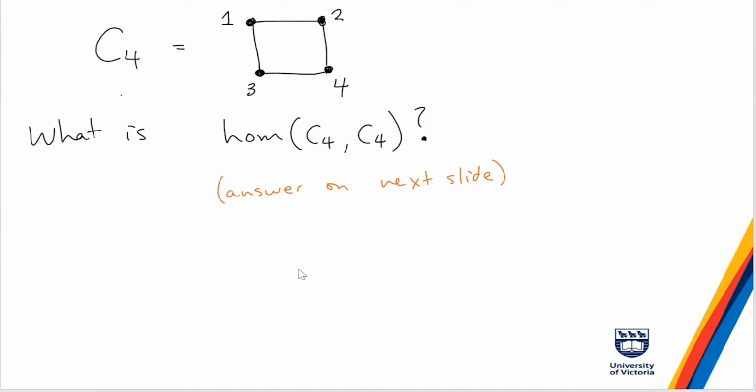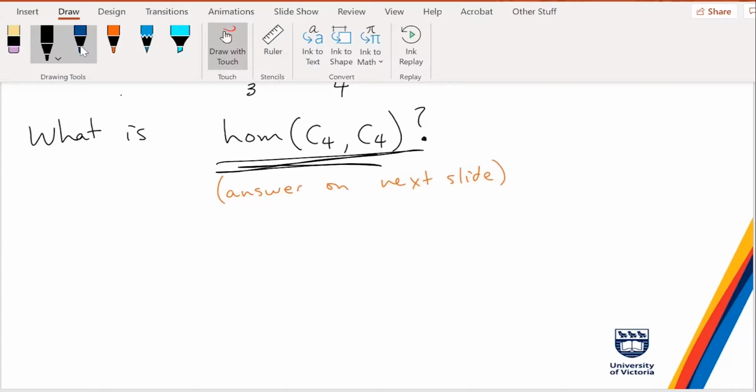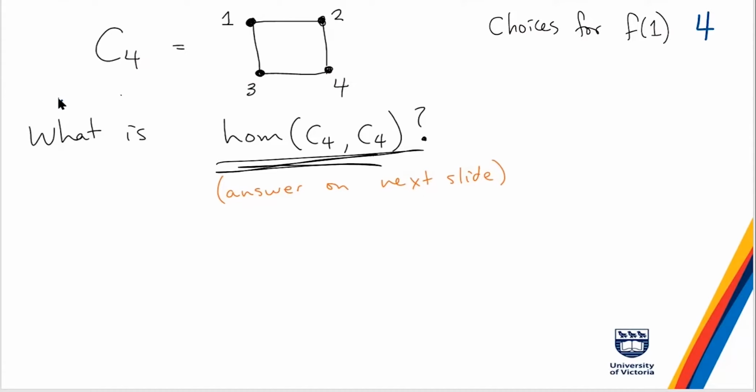So what is this hom(C4, C4)? You can think of this sequentially. How many ways can I choose the image of 1? So, choices for f(1), without thinking about any of the other vertices. And now by symmetry, it's not hard to see how many choices I have for f(2). So 1 maps somewhere, and by symmetry, or by the fact that every vertex has degree 2, 1 is going to map somewhere in here.